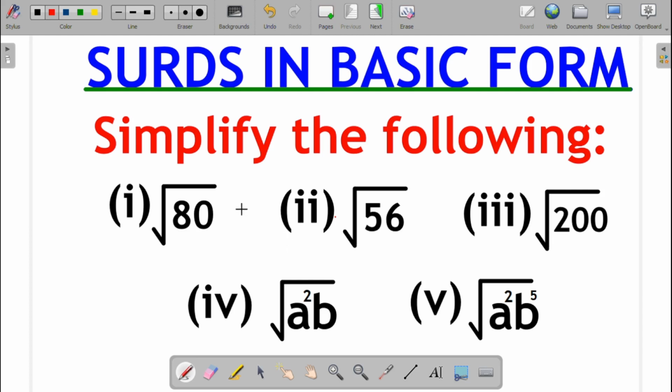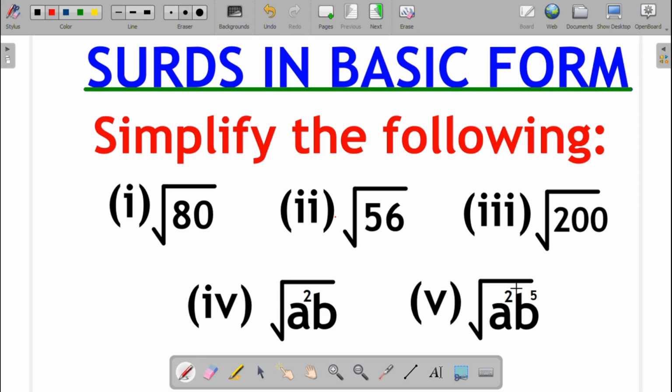The question is that we have to simplify the following. First, we have root 80. Second, we have root 56. Then the third one, root 200. Then the fourth one is simplify root a squared times b. Then the last one is that we have to simplify root a squared times b raised to power 5.